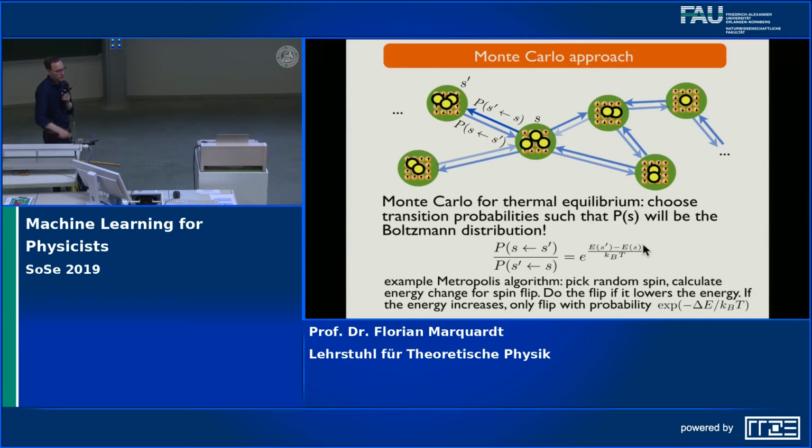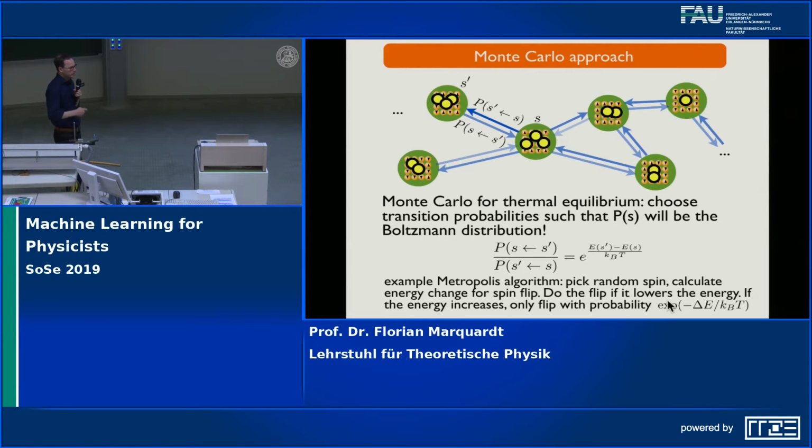You have a large lattice with spins. You pick a random spin. You imagine what happens when it flips. You calculate what this means for the energy. If it lowers the energy, you do the flip. If it increases the energy, you do the flip only with this probability. So that's it.